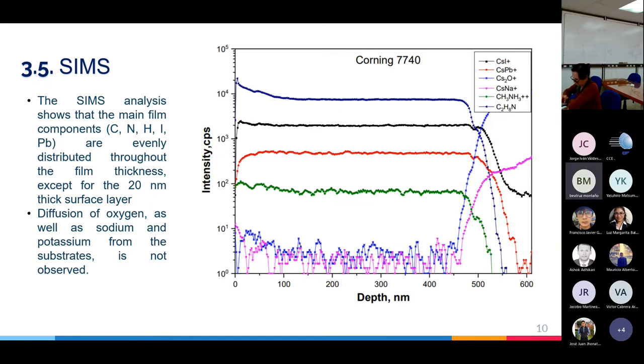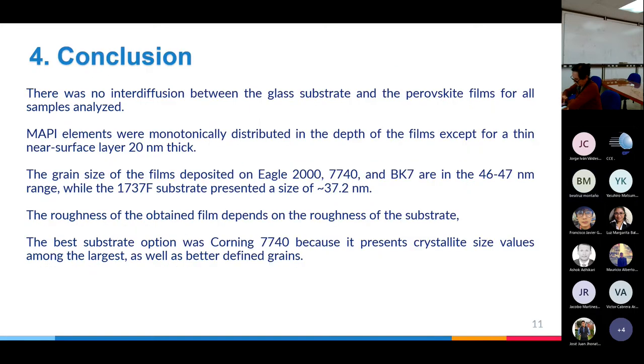And finally, the conclusions. There was no interdiffusion between the glass substrate and the perovskite films for all samples analyzed. The elements were homogeneously distributed in the depth, except for a thin near-surface layer.